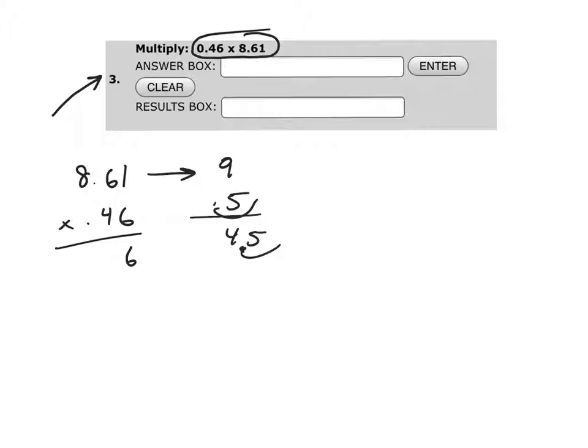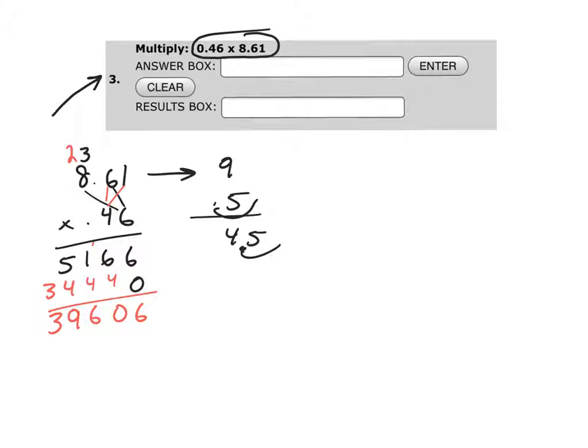6 times 1 is 6. 6 times 6 is 36. Carry the 3. 6 times 8 is 48. Plus 3 is 51. 0 for the next place value. 4 times 1, I'm going to do this one in red. 4 times 1 is 4. 4 times 6 is 24. Carry the 2. 4 times 8 is 32. Plus 2 is 34. 6, 10. Carry the 1. 6, 9, 3. Now, we need to move the decimal how many places?